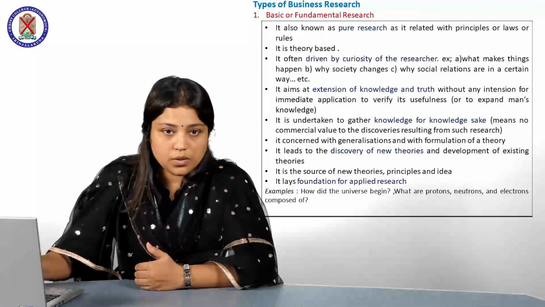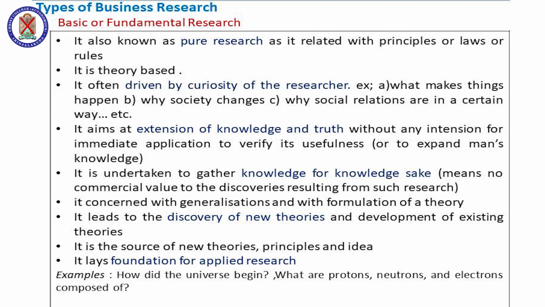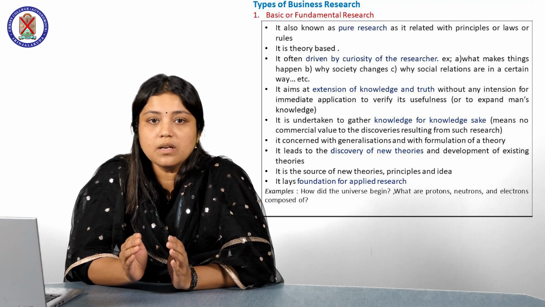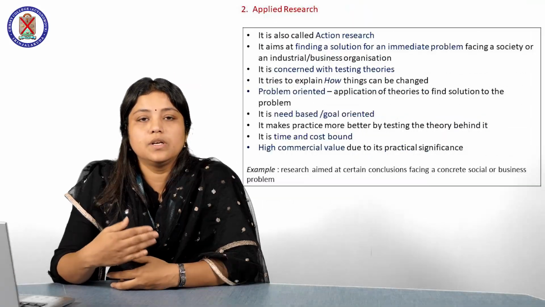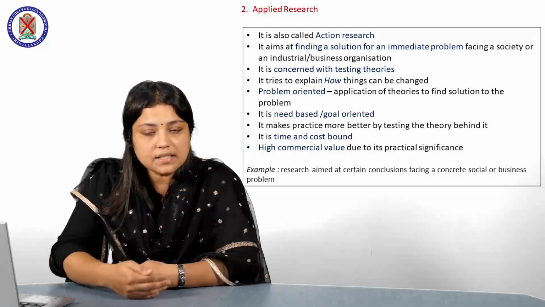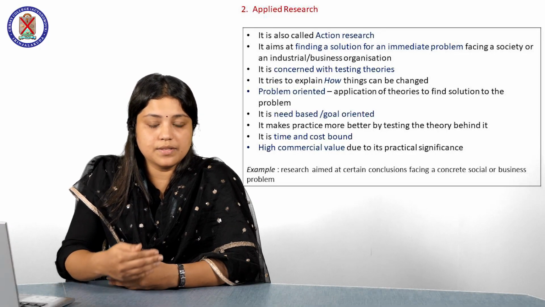I have given 2-3 examples here. How did the universe begin? What are protons, neutrons and electrons composed of? So the first type of business research is pure or fundamental or basic research. Next is applied research. After basic research, the next thing we are going to learn is applied research.